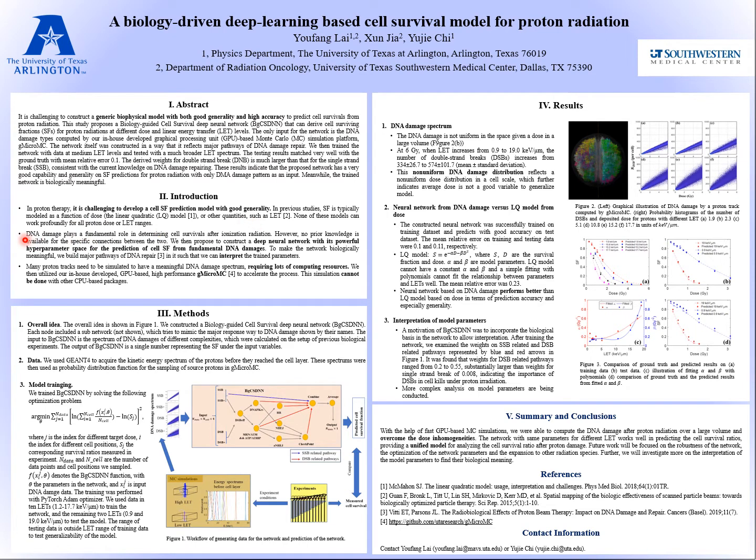On the other hand, DNA damage is a fundamental variable in determining cell survivals, but the exact form between cell survivals and DNA damage is not known to us. We then propose to construct a deep neural network to predict cell survivals from the DNA damages. To make this network biologically meaningful, we also try to build it according to major pathways of DNA repair.